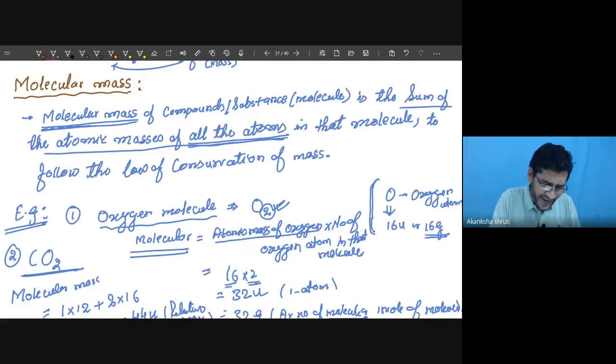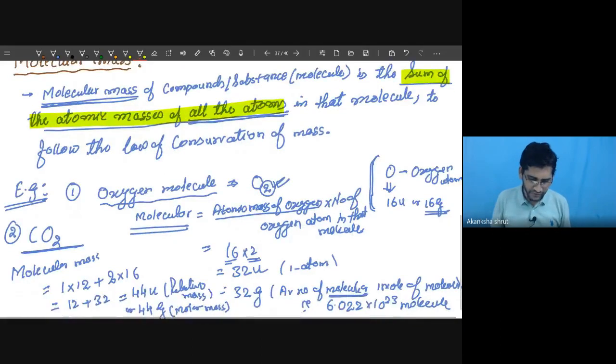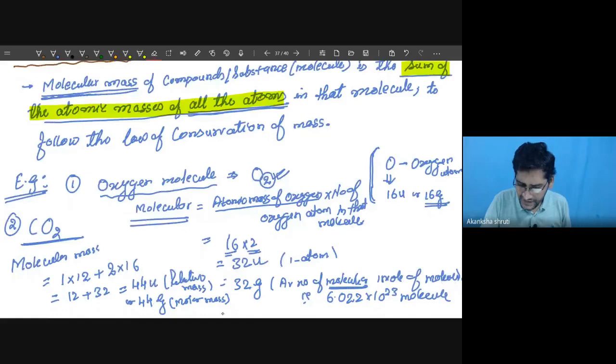So a very simple thing that we need to keep in mind is that we have to add the atomic mass of all the atoms present in that molecule. It's so simple. Irrespective of what kind of molecule, whether it is a molecule of an element, like O2, which contains only one element, or the molecular mass of a compound like carbon dioxide or water, all these are compounds. These things can be calculated very easily.